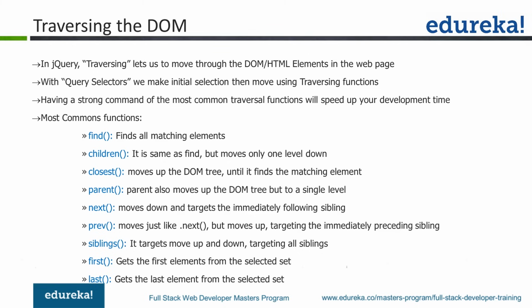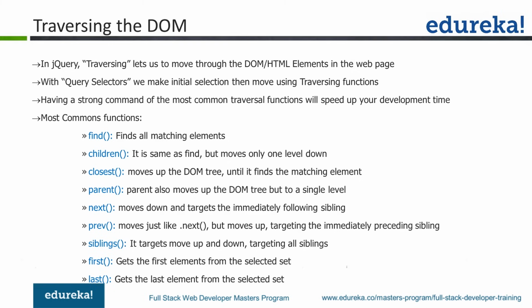Previous is just like next, but moves up. So it moves to the preceding sibling, and siblings targets move up and down. So if I select it on an li tag, it will select all the other siblings. First gets the first element from the selected set, and last gets the last. So I think that kind of shows where I went wrong earlier.